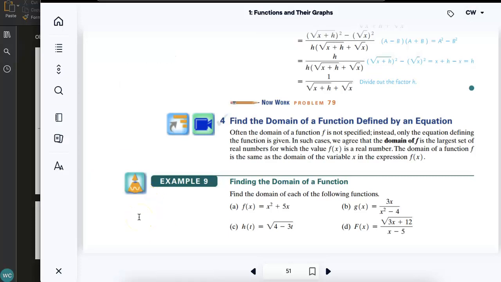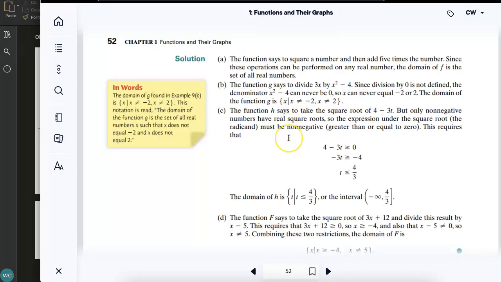If you go inside MyMathLab, you'll see a menu option for the e-text. Right now I'm on page 51. This is within section 1.1. And scrolling down towards the bottom of that page is where we first see this particular objective on finding the domain of a function defined by an equation. You are given an example. On the next page, you're also given a solution.